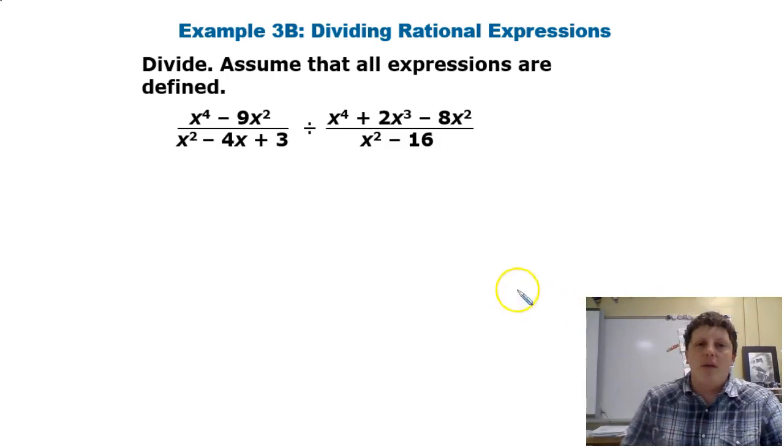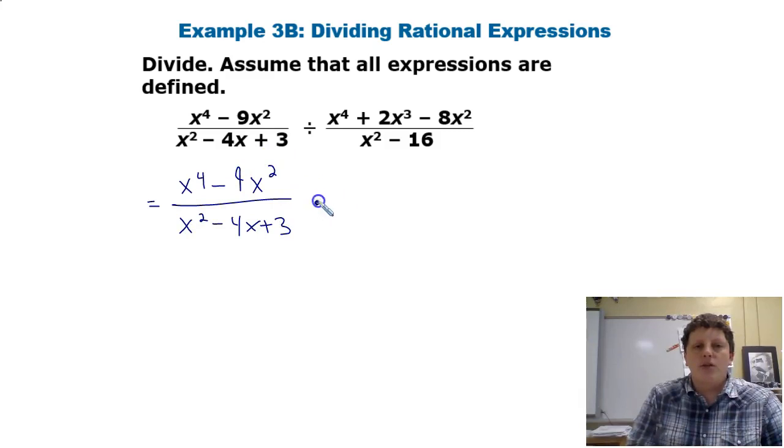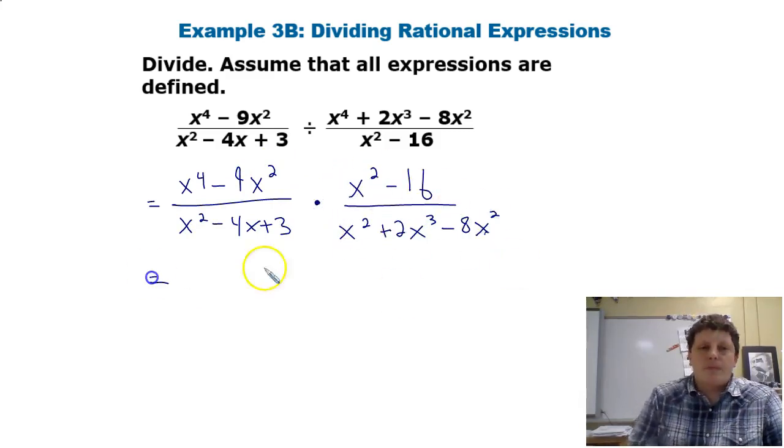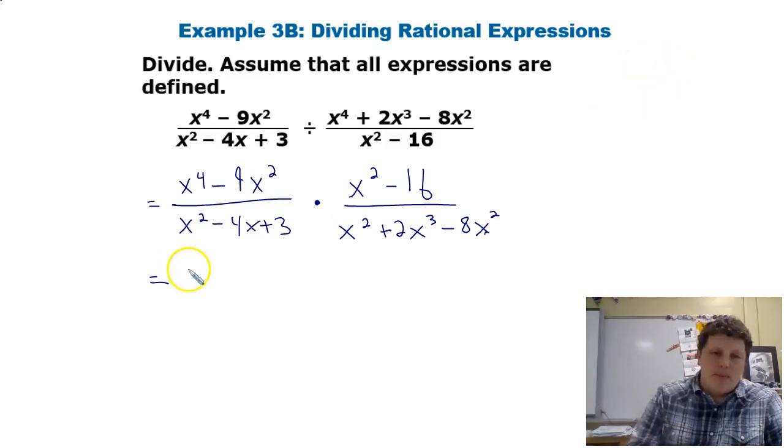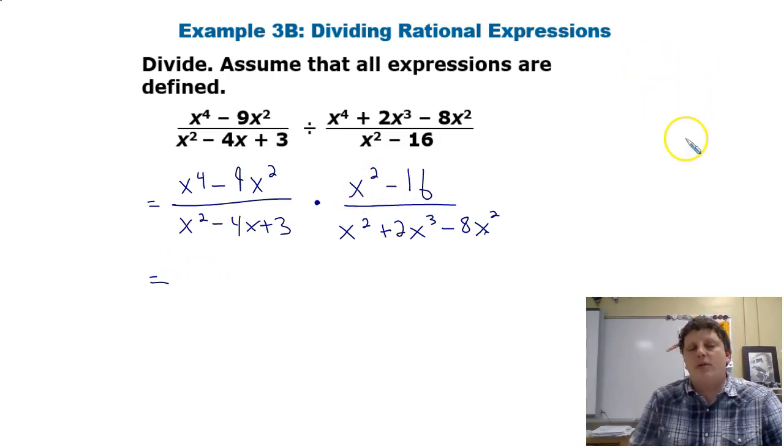All right, 3B. Similar problem, but now we have some bigger polynomials. So the first thing we're going to do is we're going to change that division to multiplication by keep, change, and flip. When I look at these, I'm going to look at each part separately. If you cannot do all this together at one spot, what you want to do is take the x fourth minus 9x squared off to the side somewhere, factor that, bring it back, take this one over to the side, factor it, bring it back.